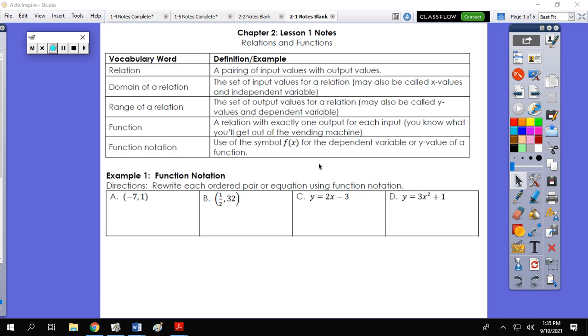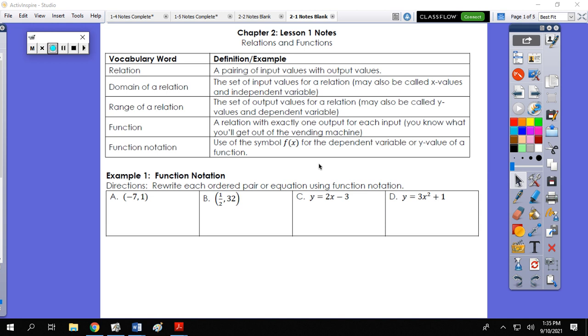When we talk about a relation, we have a domain. The domain is a set of all the input values, or x values, values of the independent variable. And you have a range, which is a set of output values, or y values, or the values of the dependent variable. Now, when a relation has exactly one output for each input, it is known as a function.